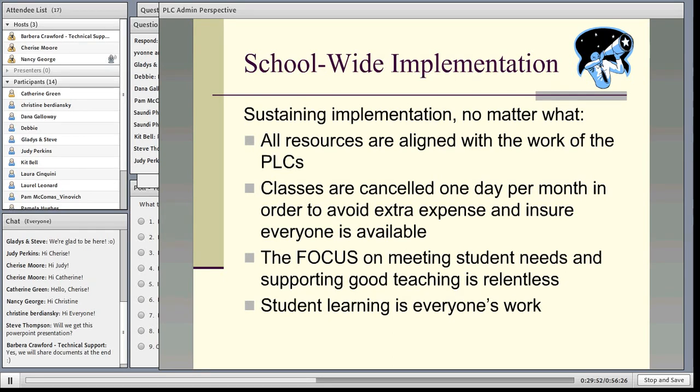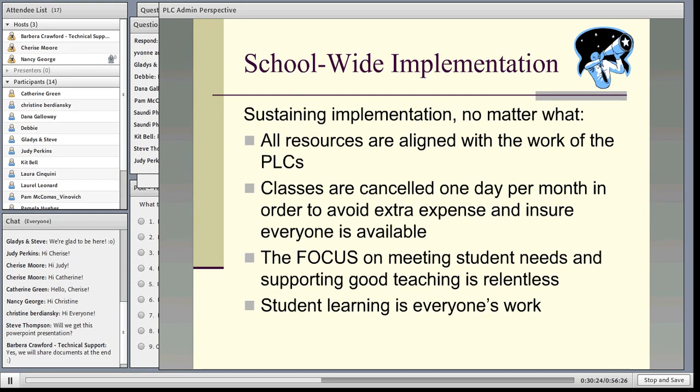So what we did as our budget got cut, in order to sustain the meeting time for professional learning communities, is we decided we were going to cancel class one day a month in order to avoid having any extra expense. And it also helped with making sure that the staff were available because it was during their regular teaching time. So we canceled class one day a month in order to continue to hold those professional learning community meetings.